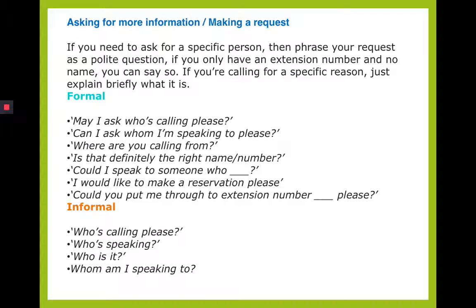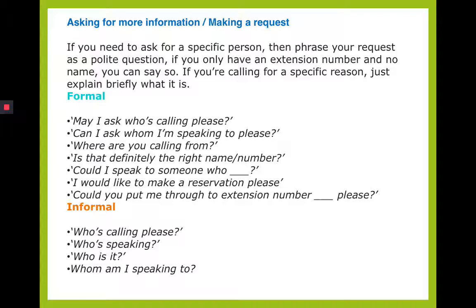So, if you want to make a request through a telephone call, if you need to ask for a specific person, then phrase your request as a polite question. If you only have an extension number and no name, you can say so. If you're calling us for a specific reason, just explain briefly what it is, right? So, if you want to do it formally, you can say, may I ask who's calling, please? Or can I ask whom I'm speaking to, please?